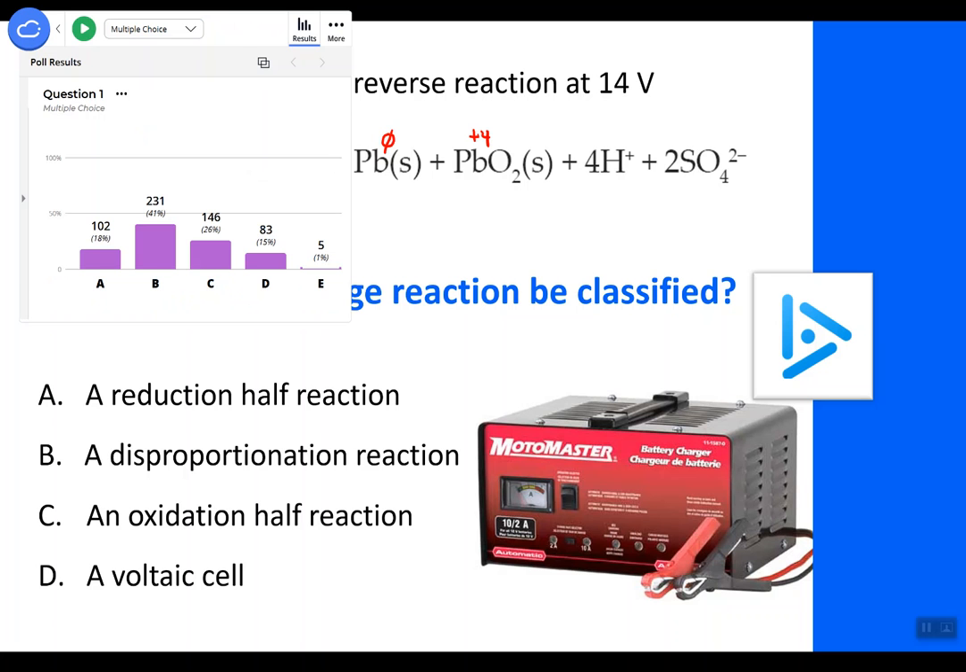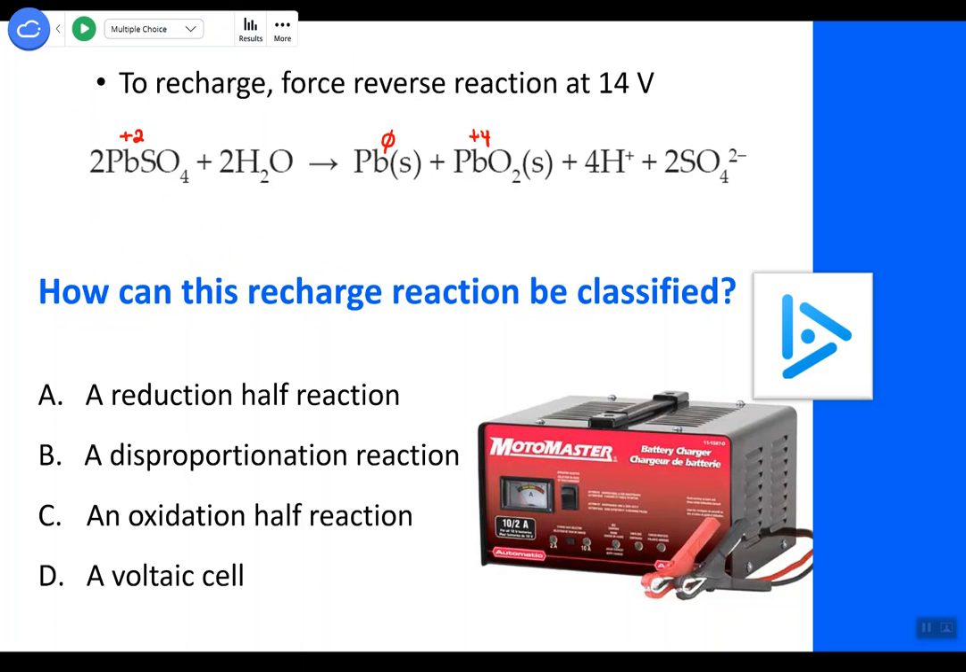Okay, we were quite split over here. The answer is B, but let's see why that is the case. Is this a reduction half reaction? Well, reduction happens in this reaction. Lead with a +2 oxidation state is being reduced to lead 0, but that's only half the story. It's a reduction and it's an oxidation. This is a redox reaction.